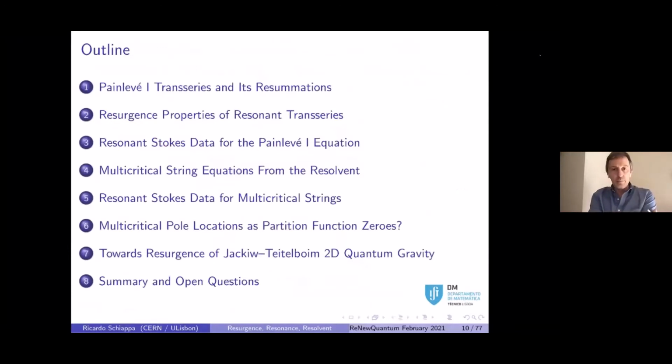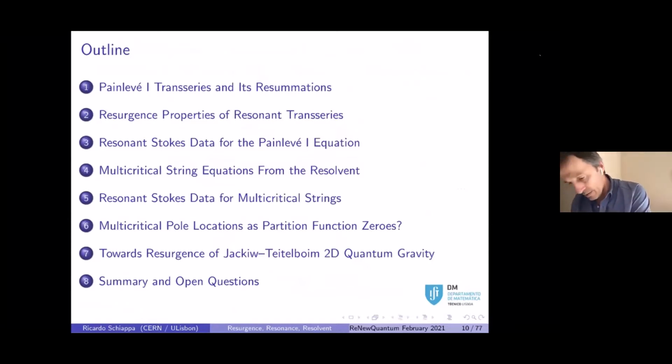This is what I will tell you about. Let's see if there's time for everything. If there's not time, I'll cut a little bit. So I'd like to start by telling you a little bit about the polynomial equation, the trans series, how you can resum them. Then I will talk a little bit about the resurgence properties of this construction, and in particular, the resonant properties of that construction. And then I will tell you about resonant Stokes data for the polynomial equation.